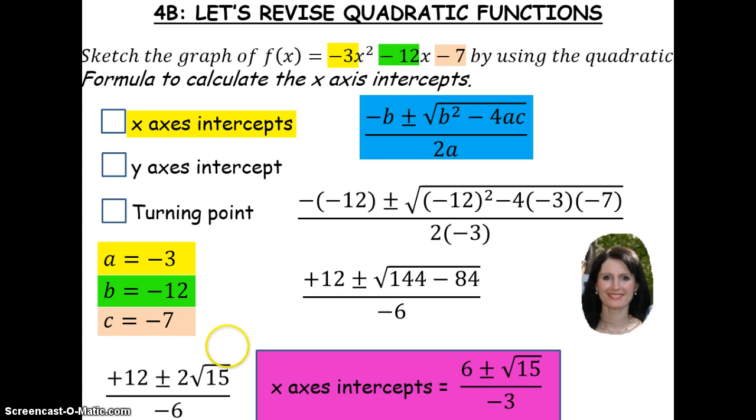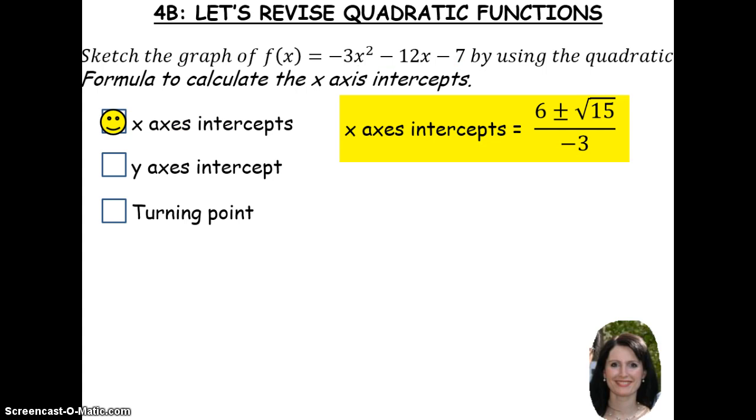Notice that I was only able to divide by 2 because 12 is a multiple of 2, 2 root 15 is a multiple of 2, and negative 6, 2 goes into that as well. 2 has to go into every one of those three terms in order for us to divide by 2. So the x-axis intercepts are at 6 plus or minus root 15 on negative 3. Done. Let's move on and see what we can do next.